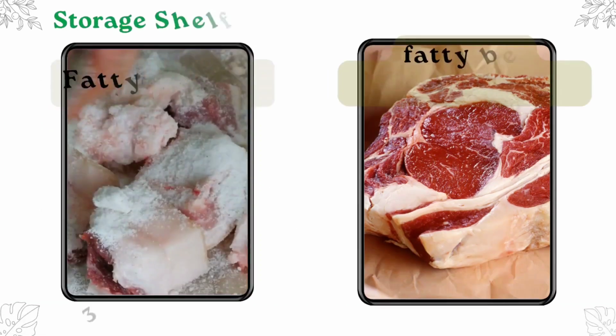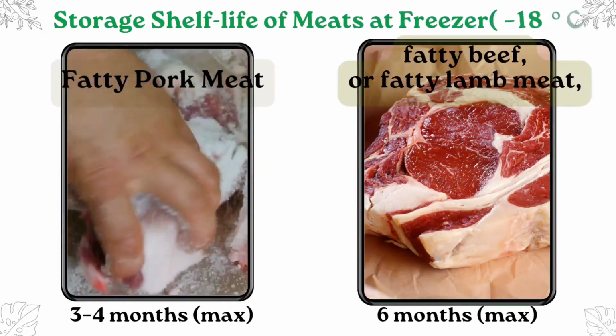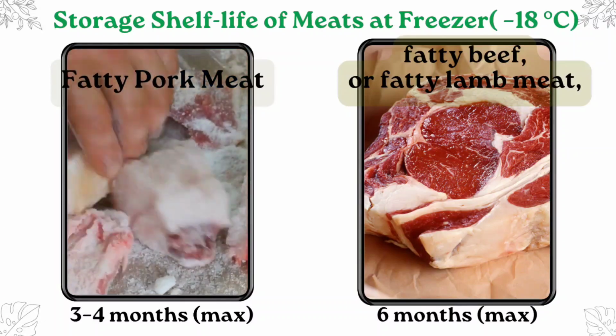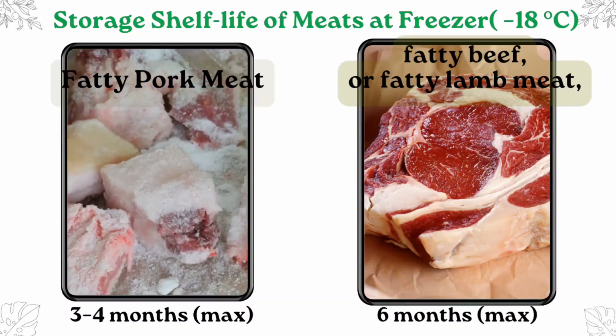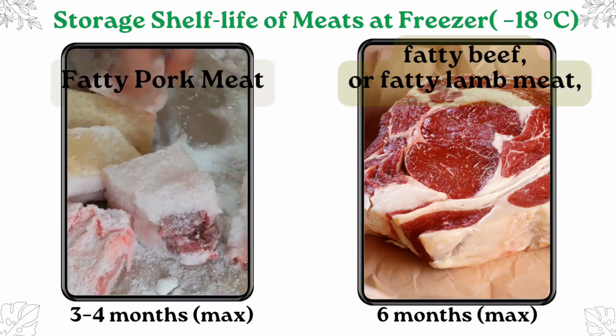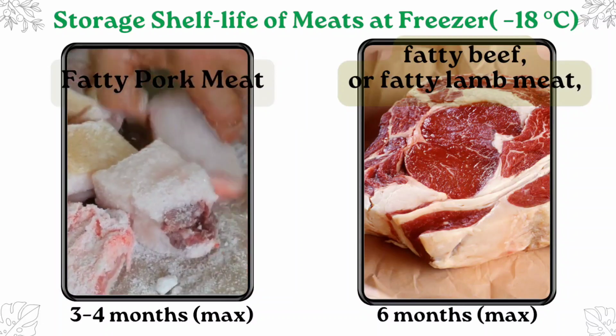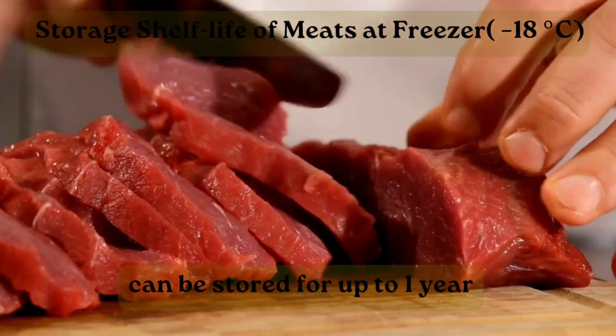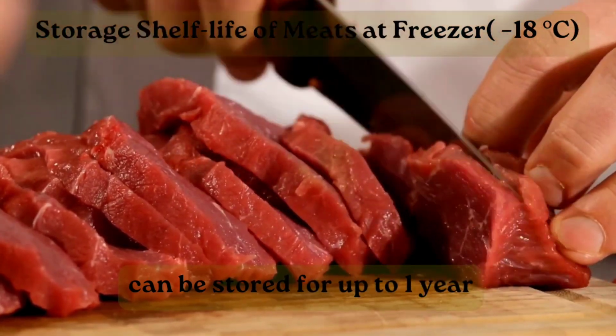Fatty pork meat or pork fat should not be stored longer than 3 to 4 months at negative 18 degrees Celsius, while 6 months are the maximum for fatty beef or fatty lamb meat stored at negative 18 degrees Celsius. Lean meat, because of the low content in fat, can be stored for up to 1 year at negative 18 degrees Celsius.